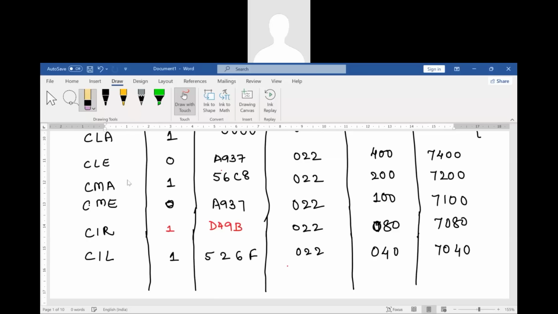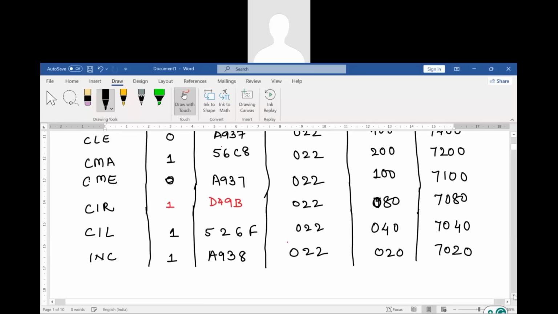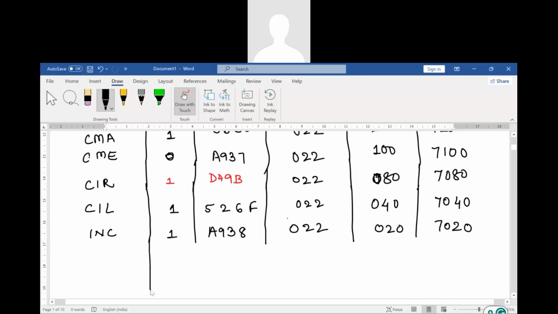Okay, now which is the next instruction? After CIR, CIL, we have increment. Increment is you just have to increment the value of your AC. E would remain the same. A937 would now become A938. PC would remain as it is. The code for INC is 7020, so that would be in IR, and AR will have 020.